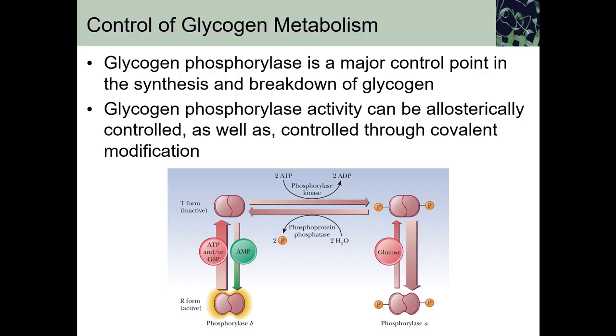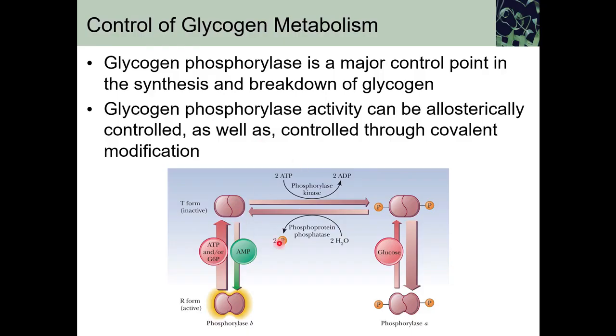So glycogen phosphorylase, which is involved naturally in the degradation of glycogen into glucose 1-phosphate, is a major control point in the synthesis and breakdown of glycogen. So glycogen phosphorylase activity can be allosterically controlled as well as controlled through covalent modification. First and foremost, let's look at this.